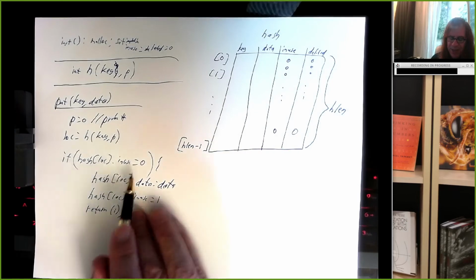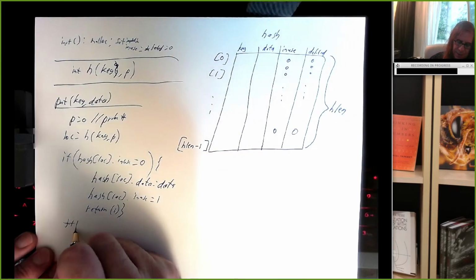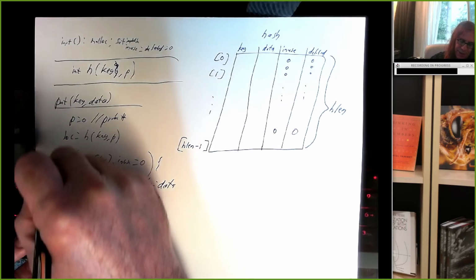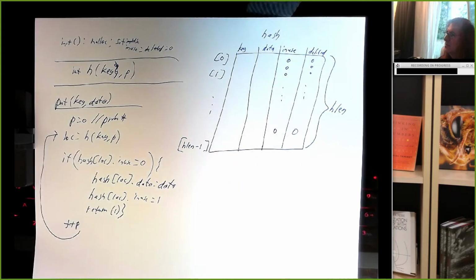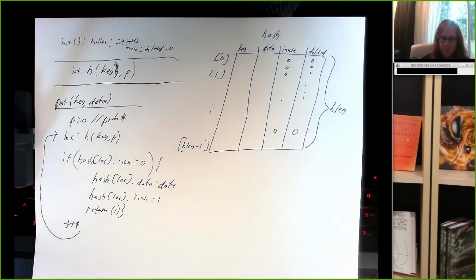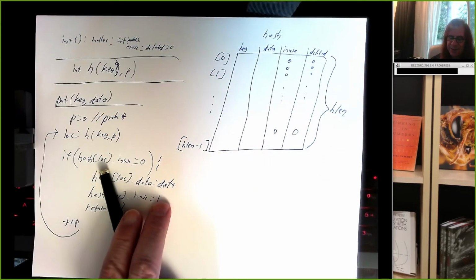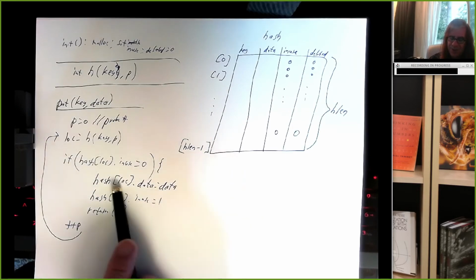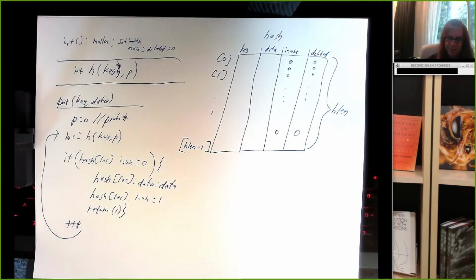But if when we hash this we got to a location that's in use, then we want to increment our probe attempt and go back and rehash. So now p will be equal to 1. We'll hash our key with a probe value of 1, get a new location, see if that location's in use. And if it's not, we'll go ahead and store our data at that location. We'll say it's in use and we'll return.